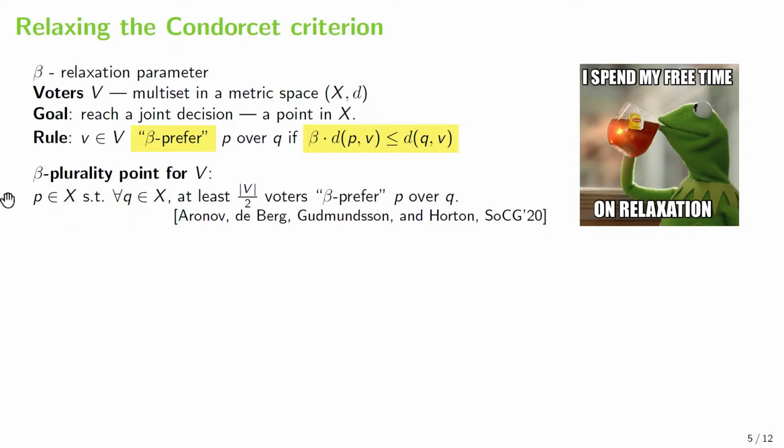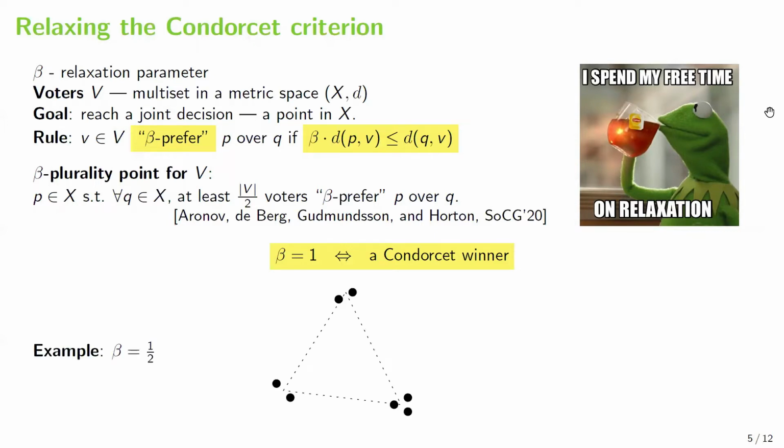This notion of beta-plurality was originally defined by Aronov, de Berg, Gudmundsson, and Horton in a paper published in the last SoCG conference. Now notice that when beta equals 1, a beta-plurality point is a Condorcet winner. This means that we are getting closer to having a Condorcet winner as beta gets larger.